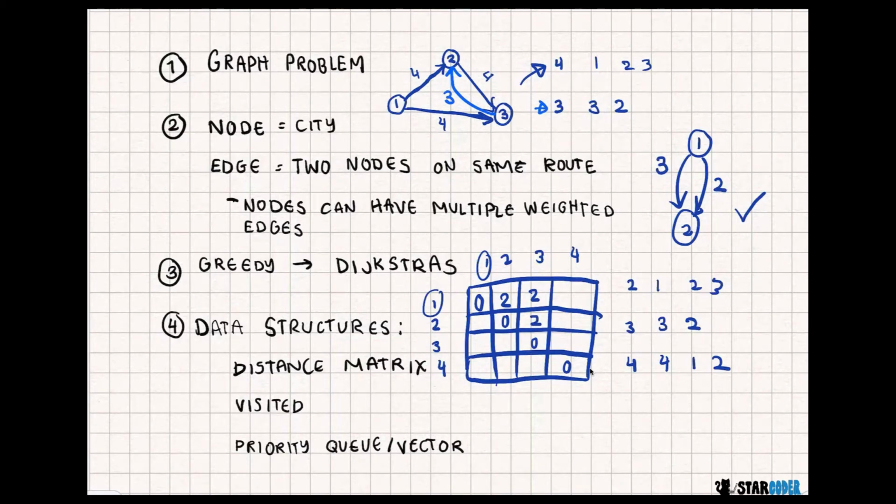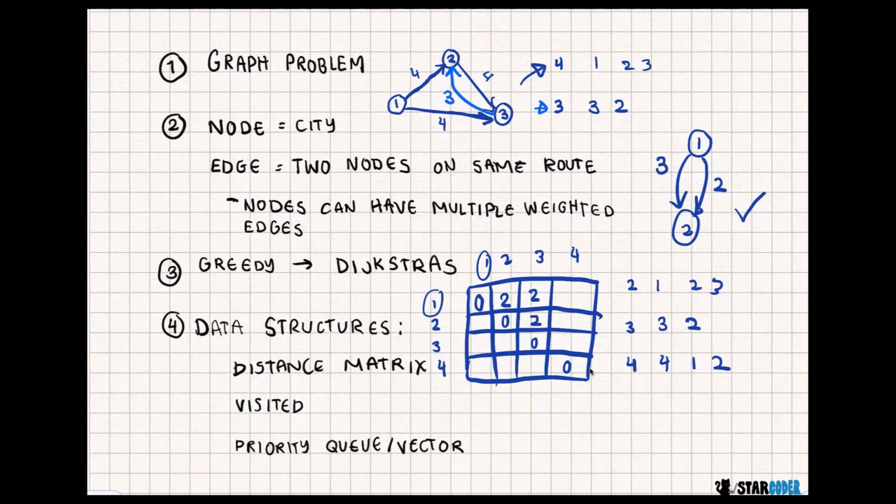From 3 going to 2 is going to be this point. So over here we have one dimension, which is the first city or the starting city, and then the second dimension is going to be the city we reach. And so we're going to continue on with this example.